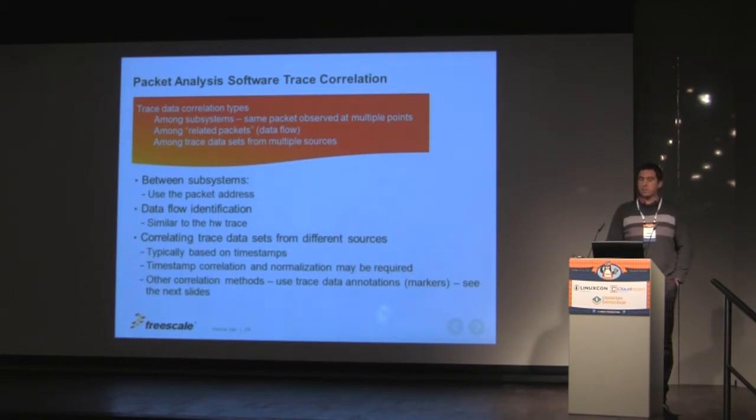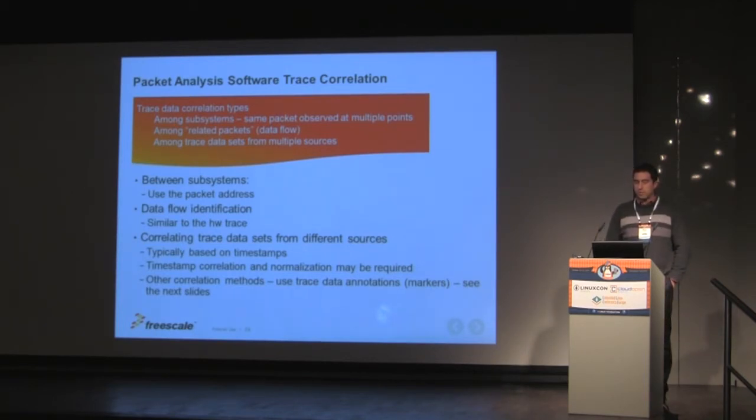For the data flow identification, meaning to understand exactly how the system is sending packets on the same paths, let's say from this software procedure into this other software procedure and then eventually into some hardware accelerator, we can do the same thing that we did in the case of the hardware trace. And that is, we can analyze the trace data and automatically determine what are the processing paths that the system has used.